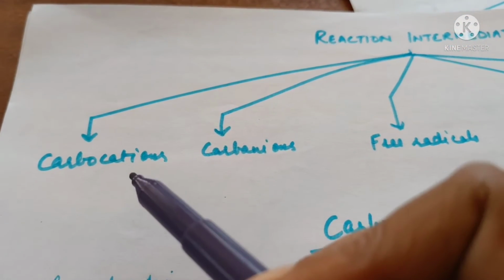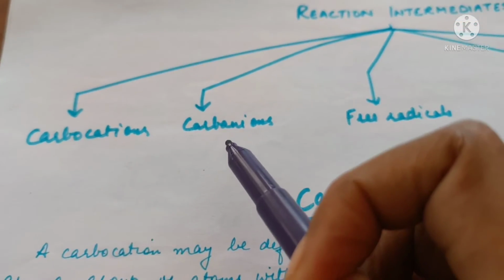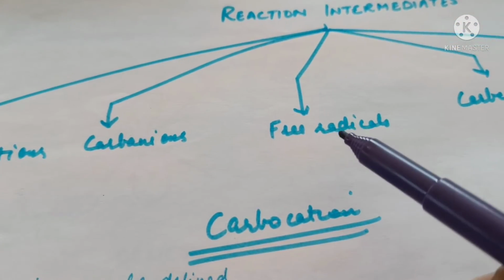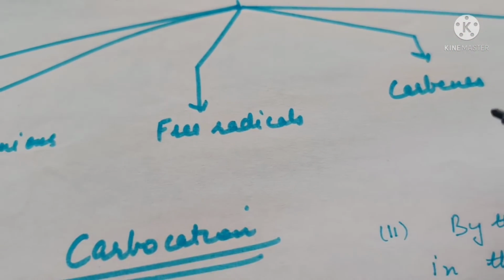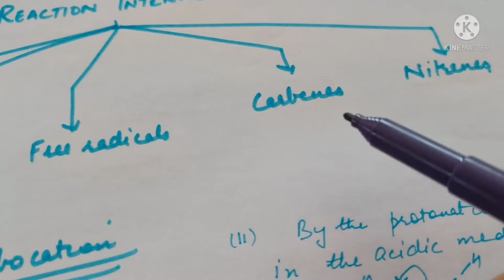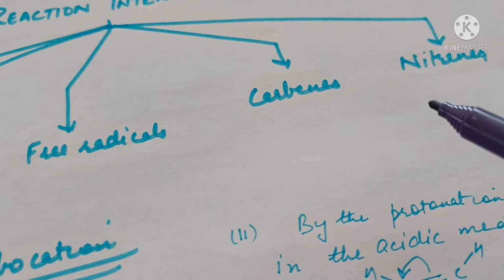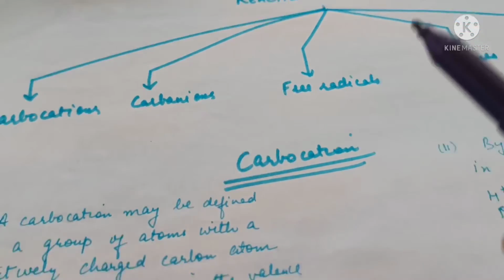As a result of heterolysis, carbocations and carbanions are formed. As a result of homolysis, free radicals are formed, and under the influence of a attacking reagent, two more reaction intermediates may be formed, which are carbenes and nitrenes. So let us discuss these reaction intermediates in detail.